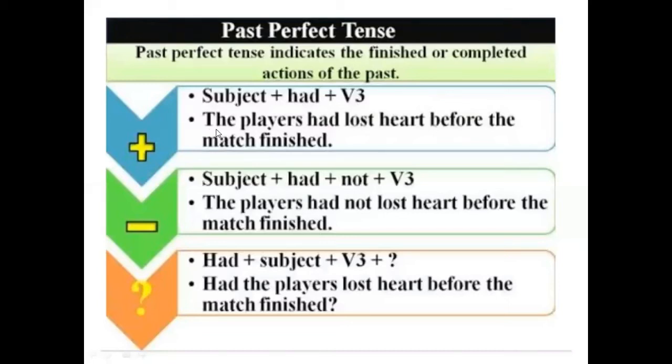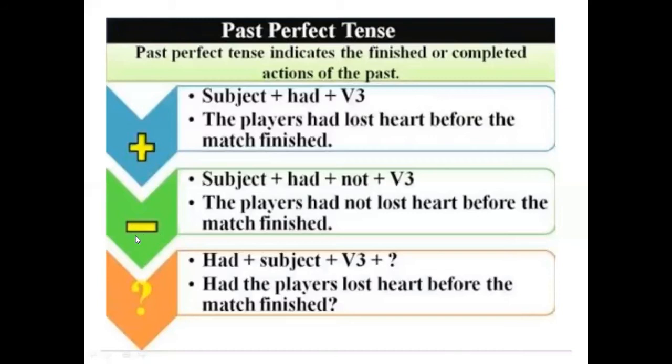So for example, the players had lost heart before the match finished. It means the players is the subject, had is the helping verb, and lost is the third form of the verb. And heart before the match finished, that is the object. So we use the same format or the same structure as I told you a little while ago: the subject, had, third form of the verb, and then object.